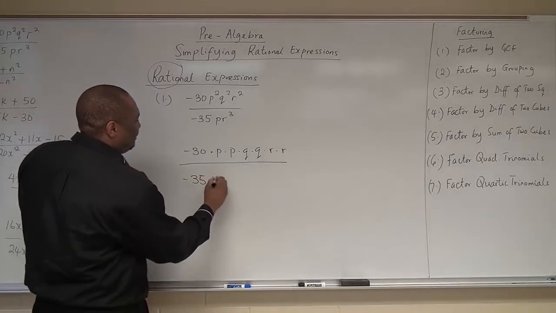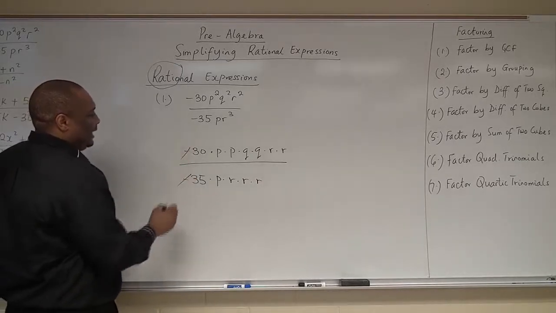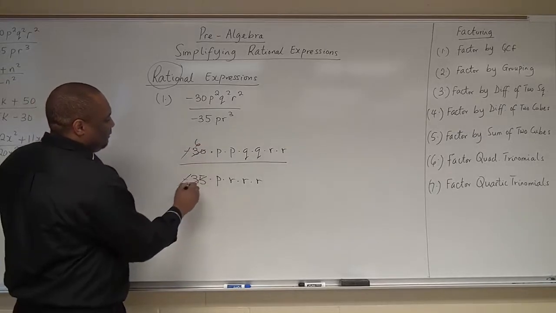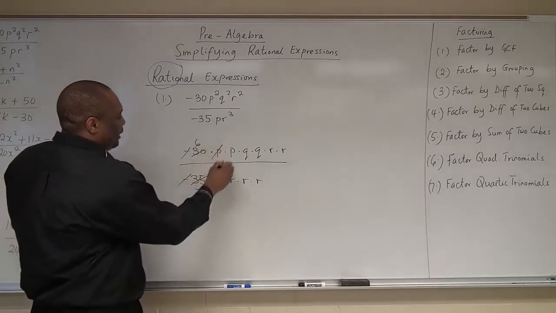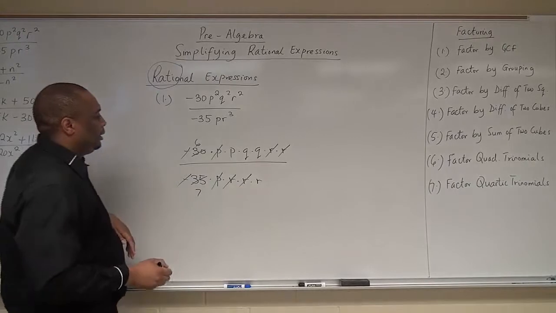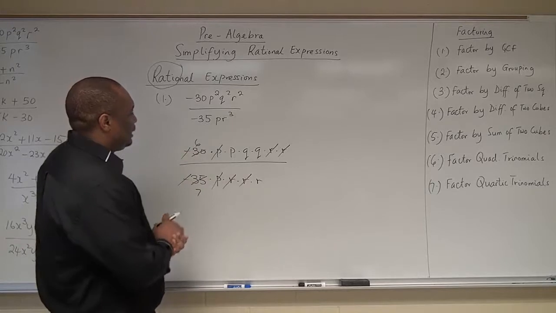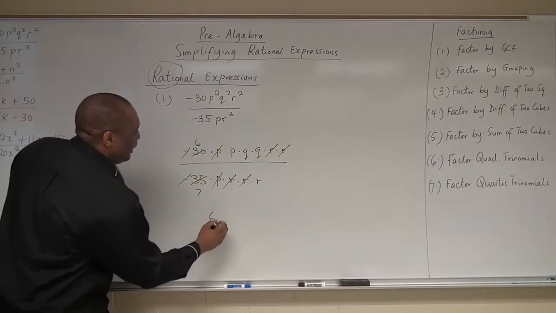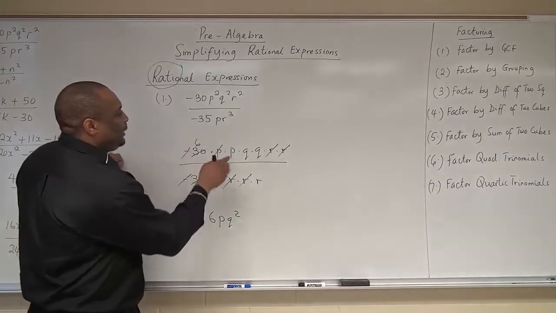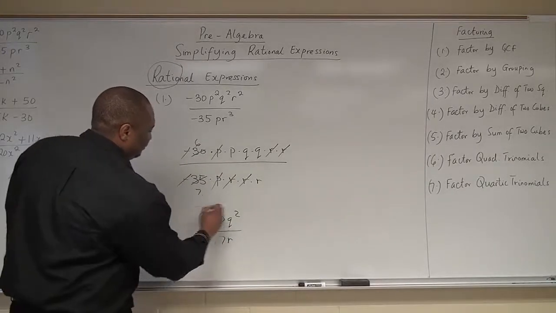So we have negative 30 times p times p times q times q times r times r, over negative 35 times p times r times r times r. Negative divided by negative is positive. 5 into 30 gives 6, and 5 into 35 is 7. P cancels P, R cancels R, R cancels R. Do you have any other thing that will cross out? No. So you have 6pq squared, and you now associate: 6pq squared over 7r. This becomes your answer.